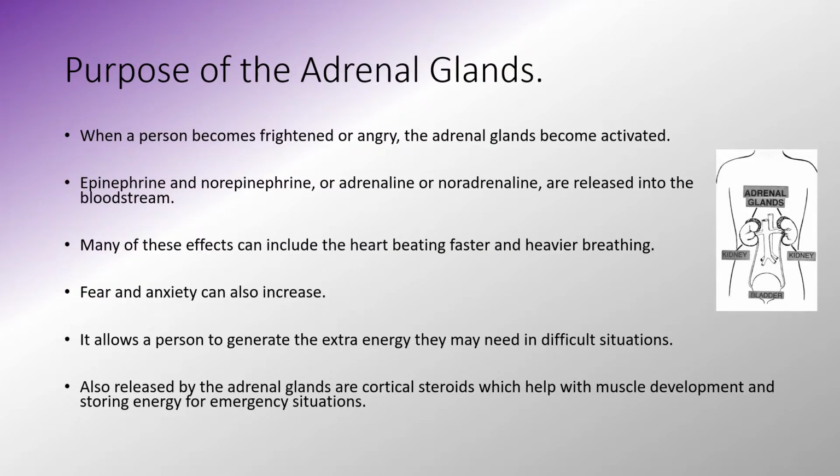Now, the adrenal glands. The adrenal glands become activated when a person becomes frightened or angry. Epinephrine and norepinephrine, or adrenaline and noradrenaline, are released into the bloodstream. Some of the effects of this: you'll probably notice when you're scared or upset or angry, your heart sometimes beats faster, or you'll have heavier breathing. So fear and anxiety can also increase these as well. It also allows a person to generate the extra energy they may need in difficult situations.